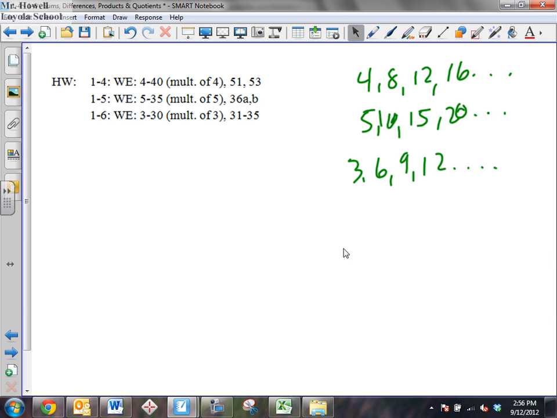Yeah, so the ones at the end, obviously, you're just doing those 2 at the end. Yeah. And then 36, you're doing A and B only. And then 31 through 35. Again, the multiples refer to the ones over here.